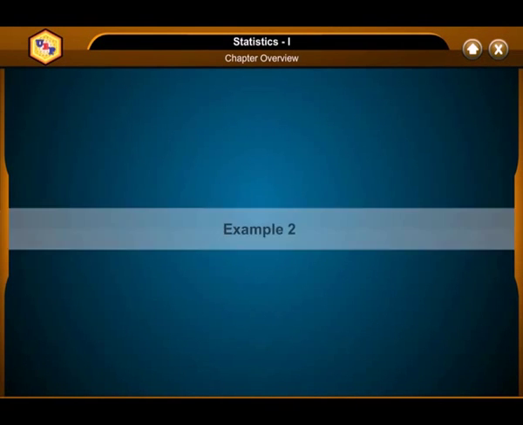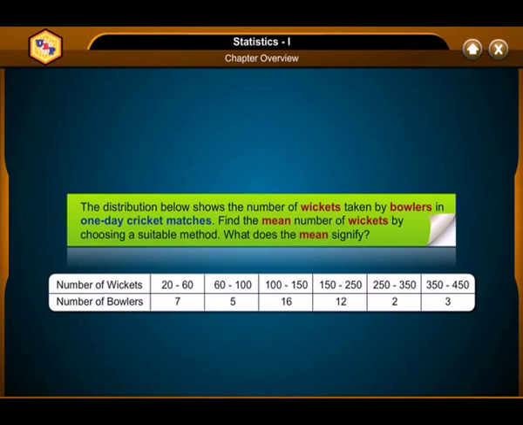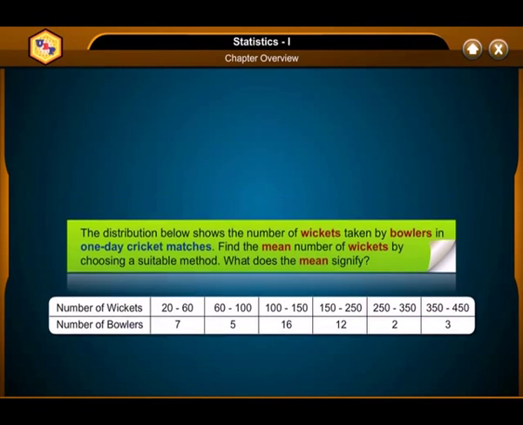Example 2. The distribution below shows the number of wickets taken by bowlers in one-day cricket matches. Find the mean number of wickets by choosing a suitable method. What does the mean signify? Number of wickets, number of bowlers: 20 to 60, 7. 60 to 100, 5. 100 to 150, 16. 150 to 250, 12. 250 to 350, 2. 350 to 450, 3.